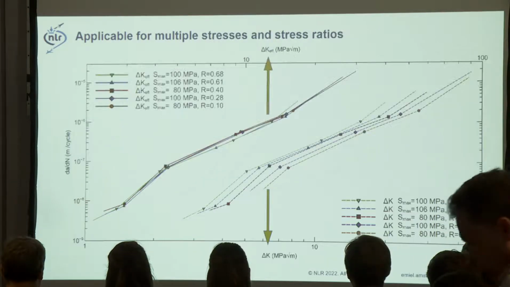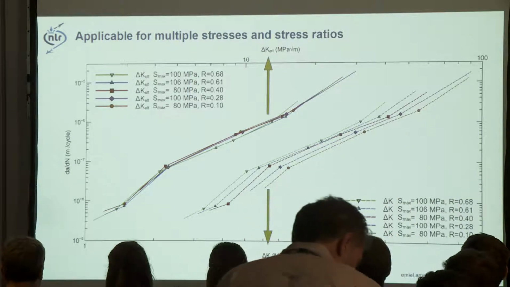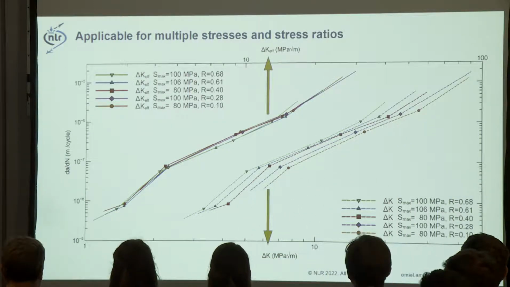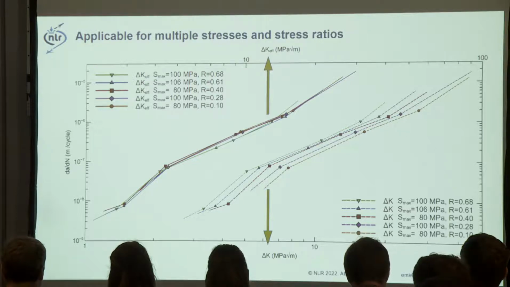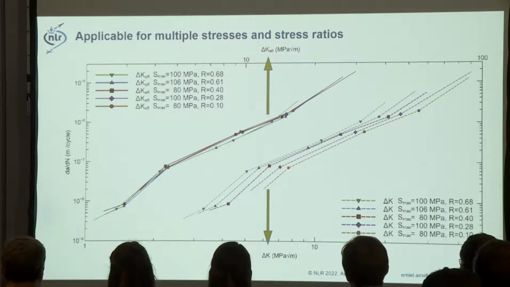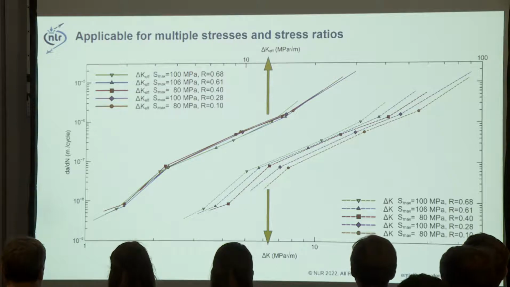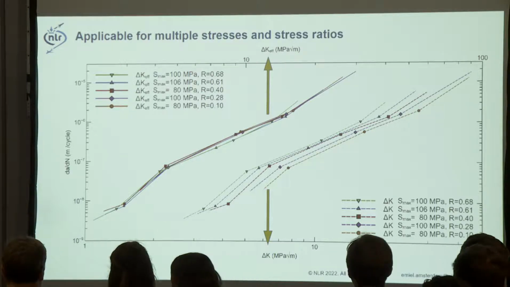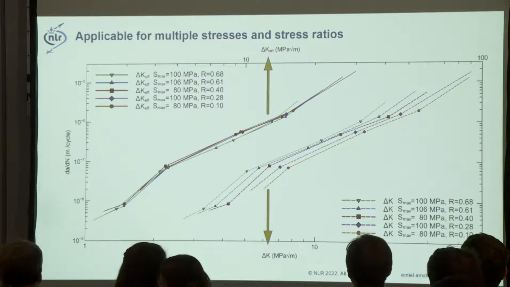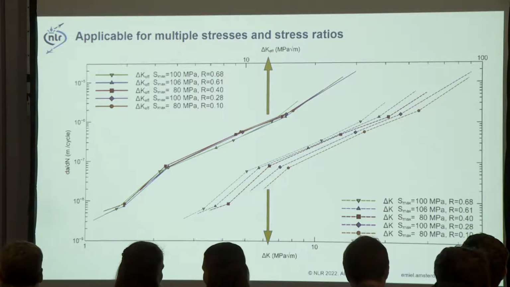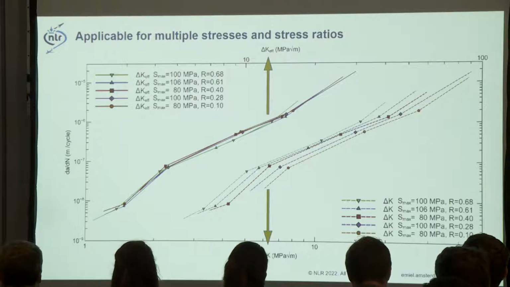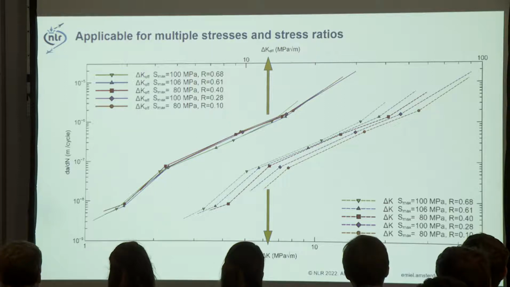And here you can see the results for these 5 specimens. Each line here is a specimen, and you can see that the curve changes at a specific crack growth rate, for example here, for these different stress ratios and different maximum stresses. And if you plot it as a function of delta K effective, where we use the Schijve crack closure correction, you can see this curve becomes a master curve for multiple stress ratios, and all these points fall closely on top of each other.